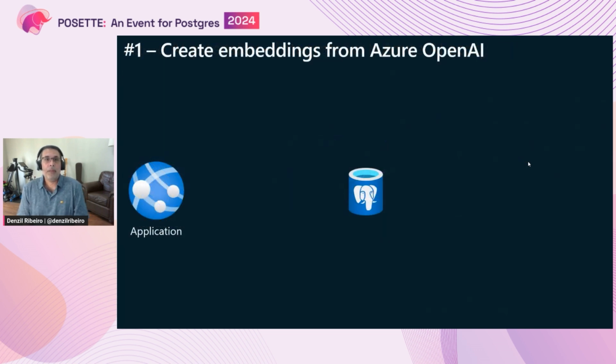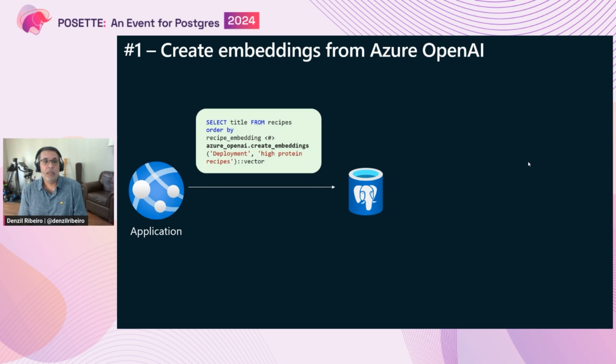So coming back to the 6 things we would do with the extensions, the first one is creating embeddings. It simplifies creation of embeddings a lot. The application makes a call with a query to do a semantic search, for example. It's asking for high protein recipes.